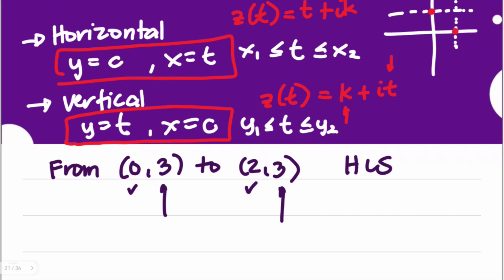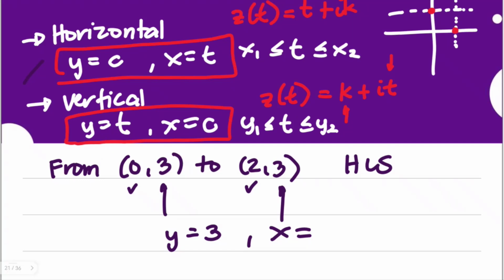Okay, so for a horizontal line segment, the parameterization for our given function is indicated by this formula here. Your y is equal to c, the constant value, which is 3, and your x is equal to t, because it is the value that changes. It changes from your x sub 1, which is 0, to 2, because that's the smallest value of your x until 2.